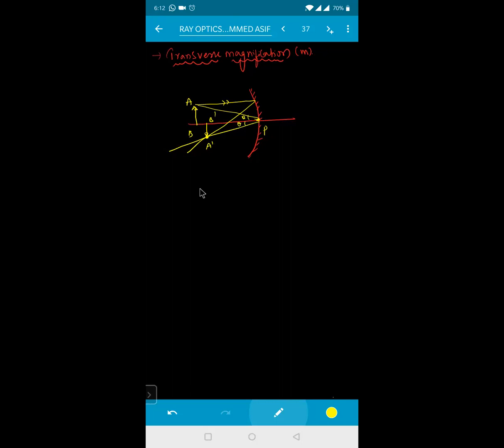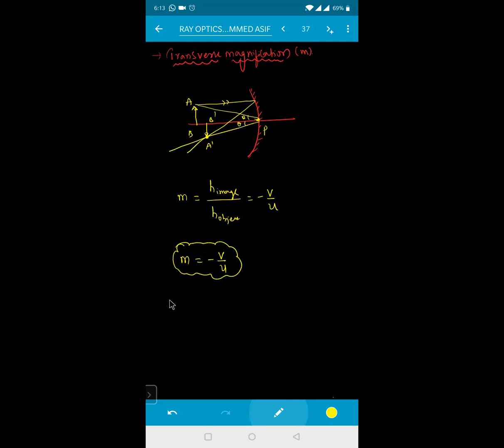Okay. So magnification is given by the formula M is equal to the height of the image divided by the height of the object. If I simplify it, we will get this as minus V by U. With the sign convention, this will be equal to minus V by U. That will be the magnification. So M is equal to minus V by U is your magnification formula.